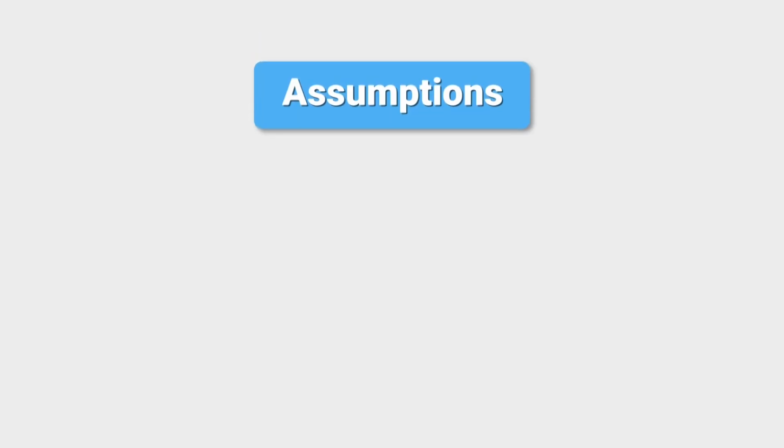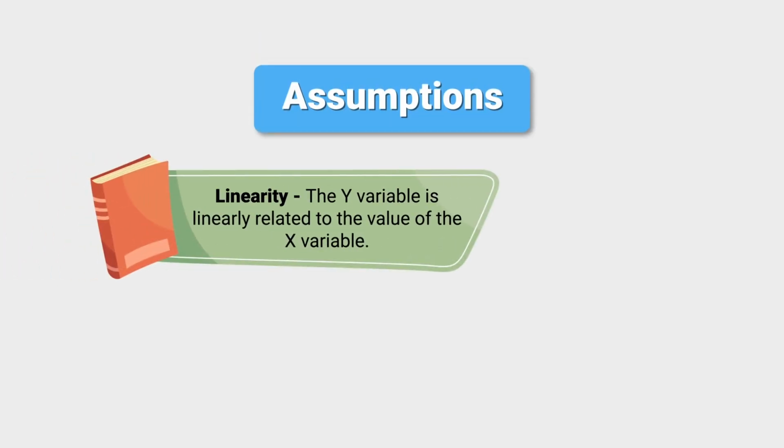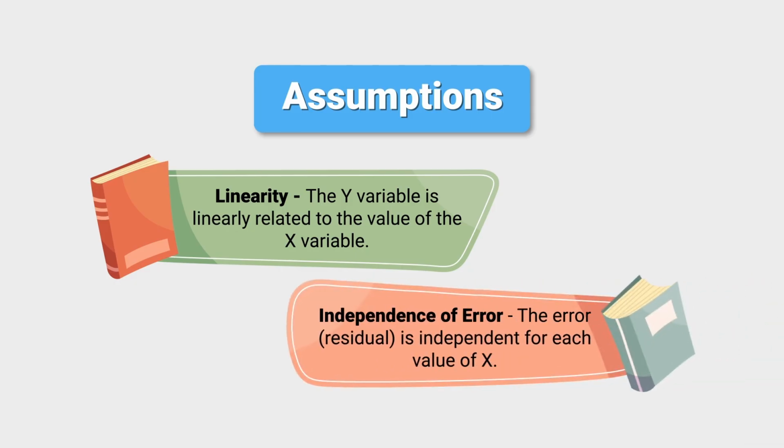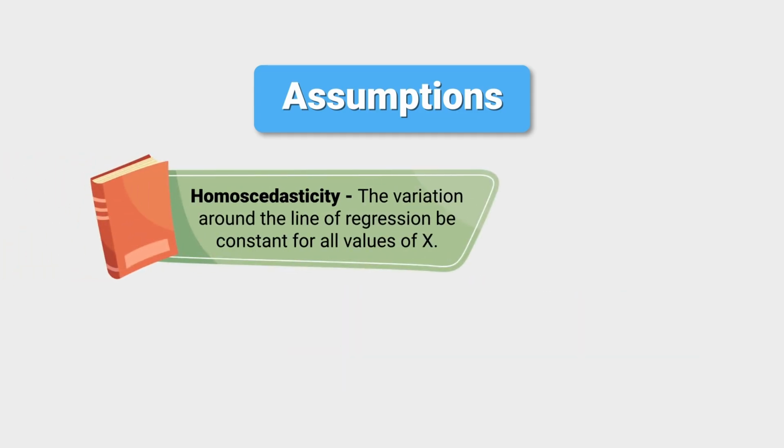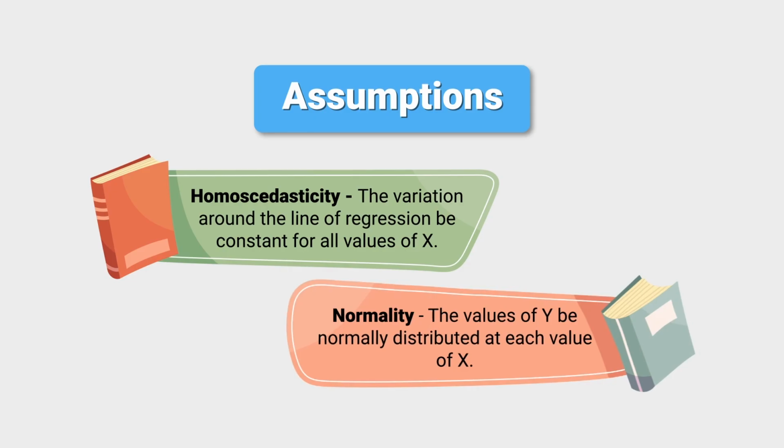So the assumption is based on linearity. Linearity means the y variable is linearly related to the value of the x variable. When you are talking about independence of error, the error residual is independent for each value of x. And homoscedasticity means the variation around the line of regression is constant for all values of x. And normality means the value of y is normally distributed at each value of x. So these are certain assumptions which we formulate before we start working on the regression analysis.